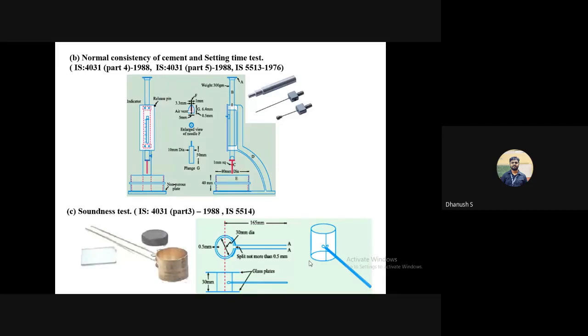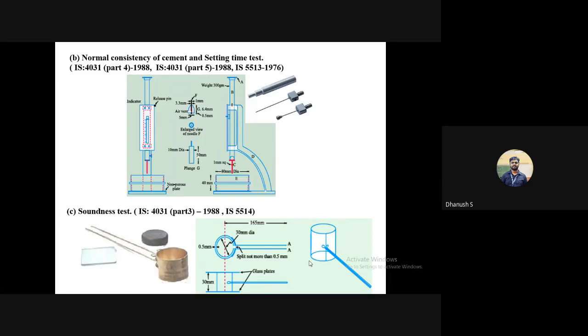Okay, write and explain the procedure to perform the soundness test on cement. As per codal provisions, just explain whatever I told you: Le Chatelier's apparatus, cylindrical container, specimen, fill cement paste, glass plate, stone, regular water 24 hours, boiling water for 3 hours, measure distances at 2 instants, L2 minus L1 should always be less than 10 mm.